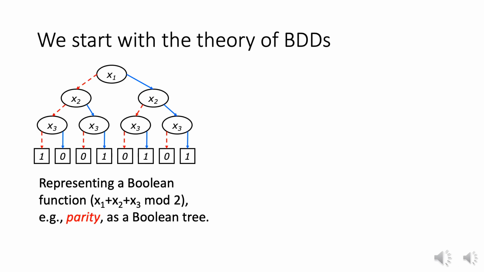So let's think about a binary tree. We see here on the slide a binary tree that represents a Boolean function which is parity. That means it's the sum of 3 bits, x1, x2, and x3, modulo 2. The function's variables label the non-leaf nodes, and the leaves contain the results of the function.